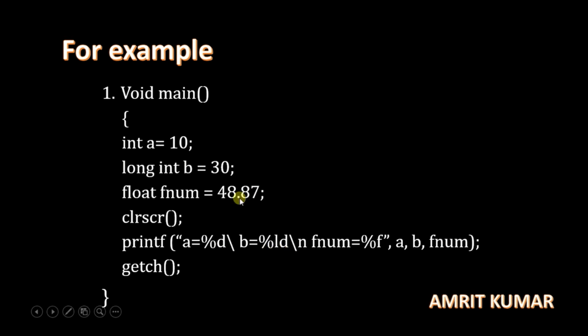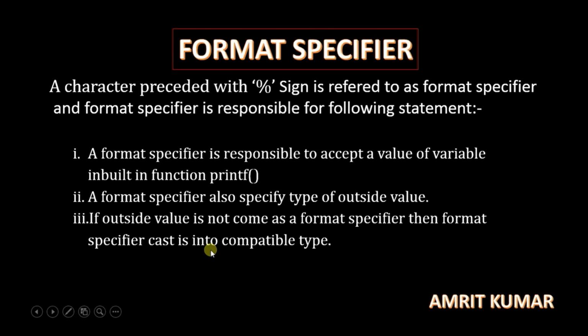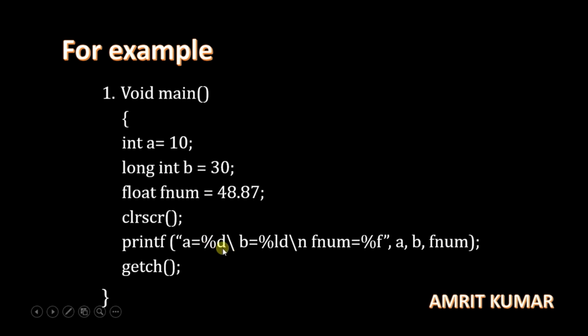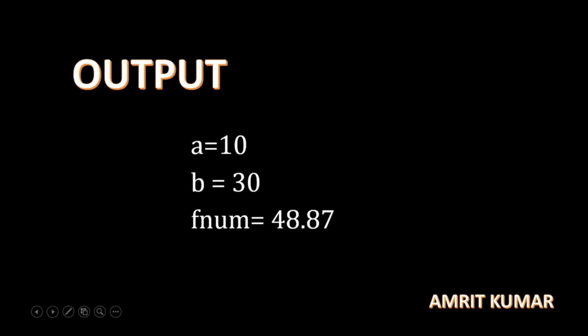It accepts its value here. The format specifier is responsible for accepting the value of a variable inside the printf function. This is the point, and this is the use and application of it. So it accepts the value from the variable. Therefore, A is going to be 10, B is going to be 30, and F-num is going to be 48.87.